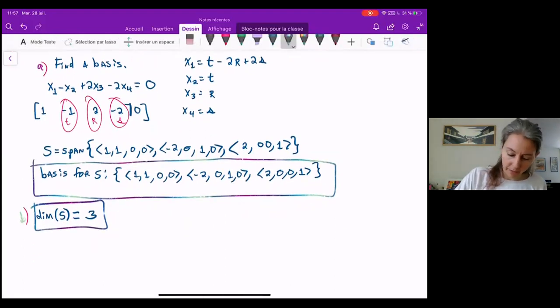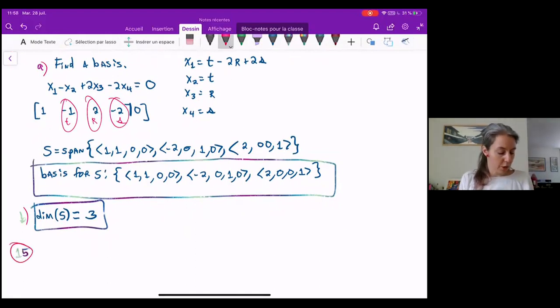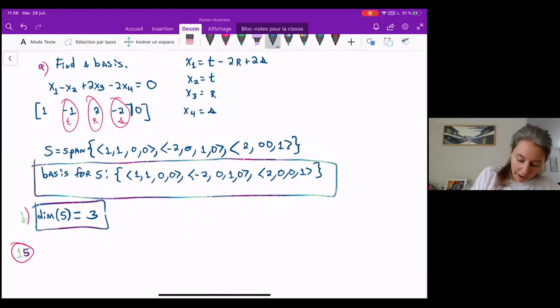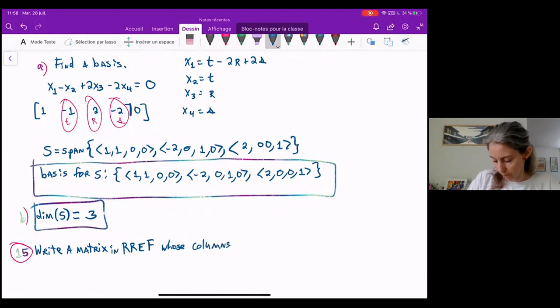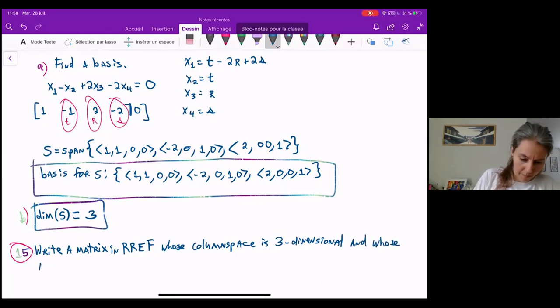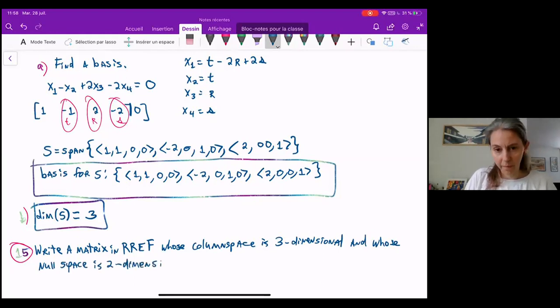Okay, 15. So 15 says, write a matrix in RREF whose column space is 3-dimensional and whose null space is 2-dimensional. Or state that no such matrix exists.